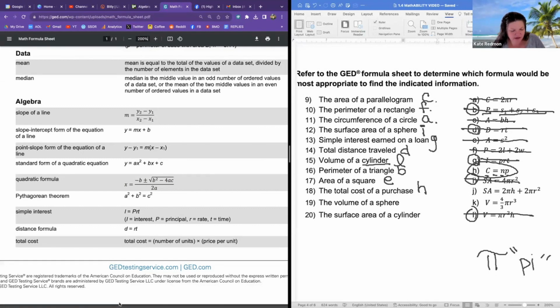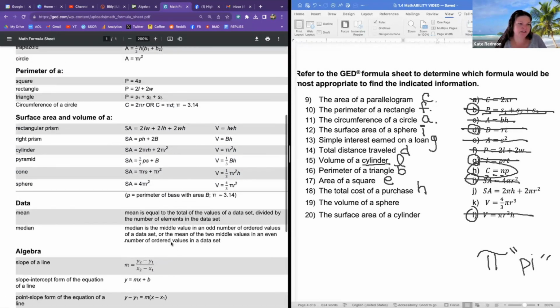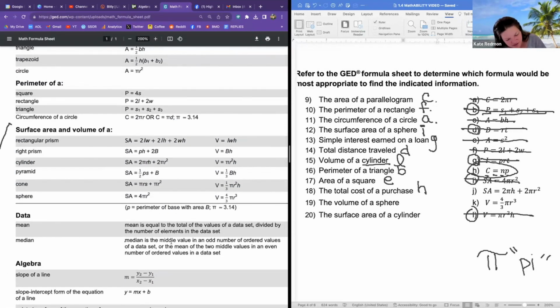Next one, 19, volume of a sphere. Again, volume is one of those measurements on 3D shapes. So I come down to that third section. And here we have a sphere. And we have two formulas, SA and V. And of course, if I want volume, I need the V formula. So V is equal to 4/3 pi r cubed. Volume of a sphere is K.